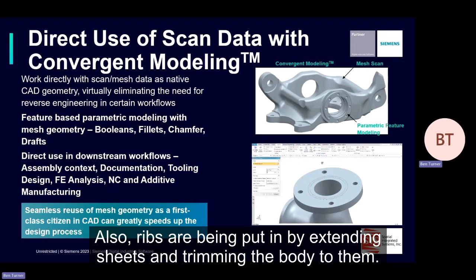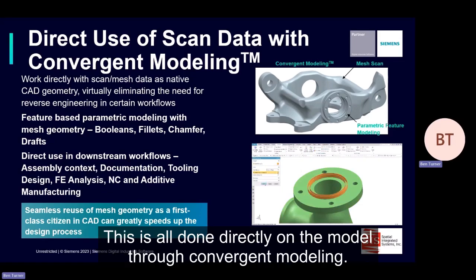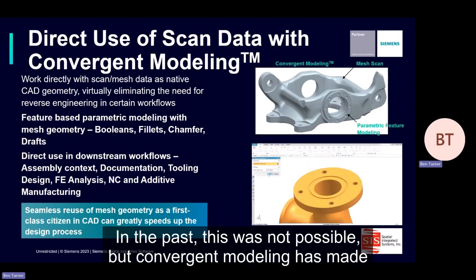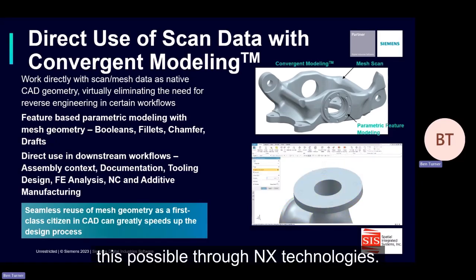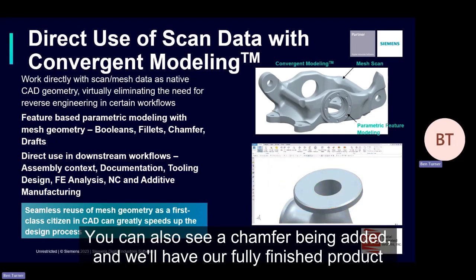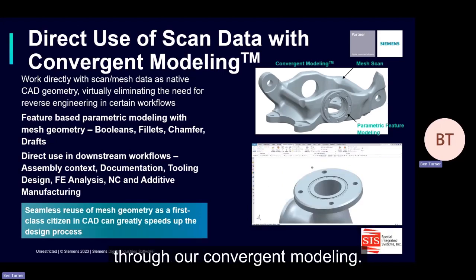Also, ribs are being put in by extending sheets and trimming the body to them. This is all done directly on the model through convergent modeling, and in the past this was not possible, but convergent modeling has made this possible through NX technologies. You can also see a chamfer being added, and we'll have our fully finished product through our convergent modeling.